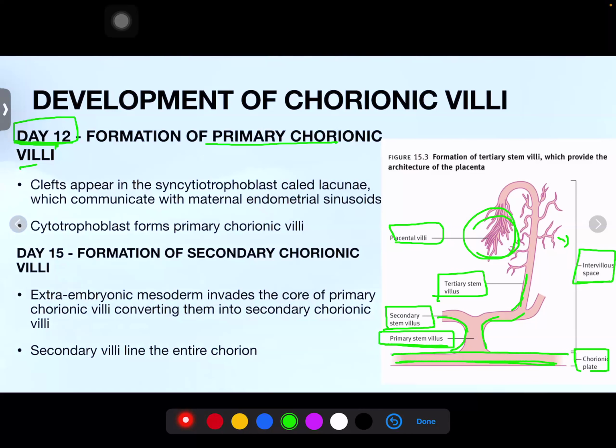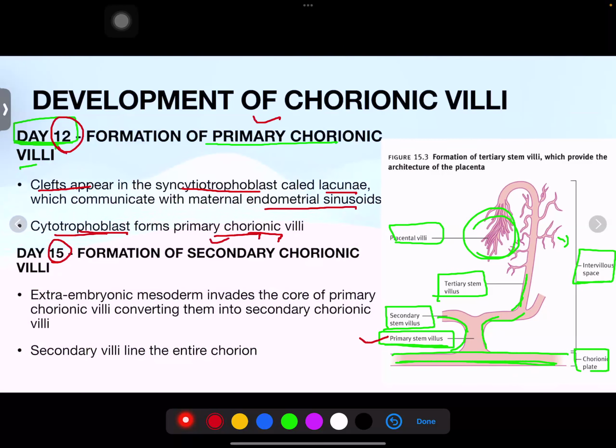Okay. So how do the villi form? Clefts appear in the syncytiotrophoblast called lacunae, which communicate with the maternal endometrial sinusoids. So the cytotrophoblast forms the primary chorionic villi. Now remember it like this: at day 12, primary villi; at day 15, secondary villi.